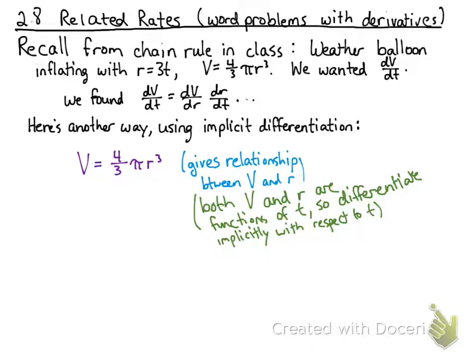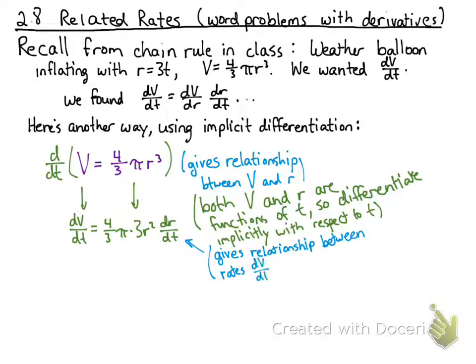So we're going to differentiate that whole equation with respect to time, d over dt of that whole equation. When we do that, the derivative of volume is just dV/dt, and on the right we use implicit differentiation, 4/3 pi times 3r squared times dr/dt. Again, that's just the chain rule or implicit differentiation, however you want to think of it.